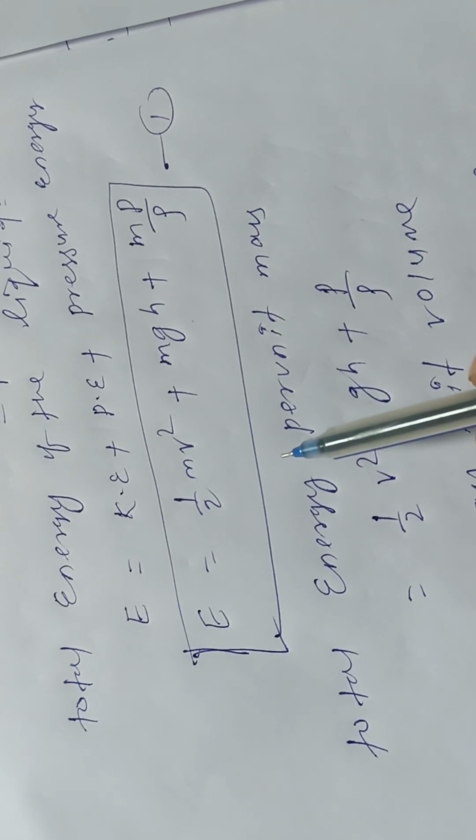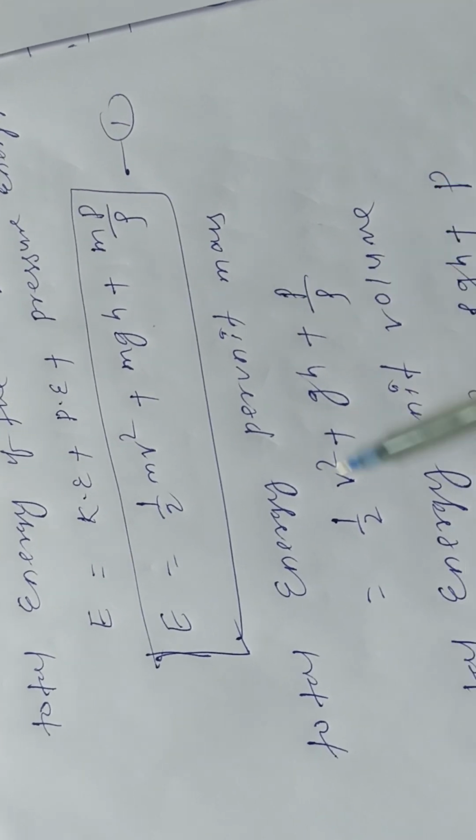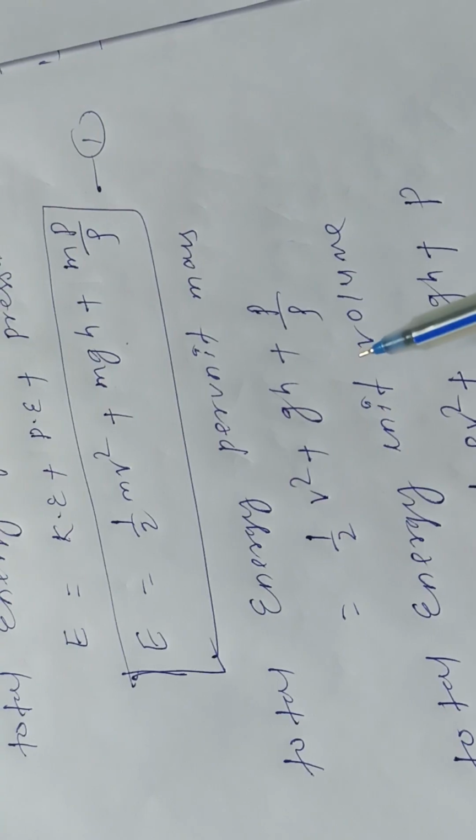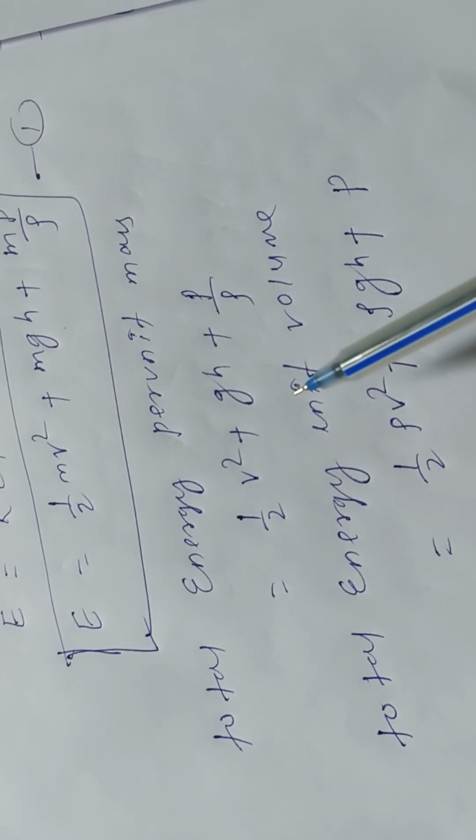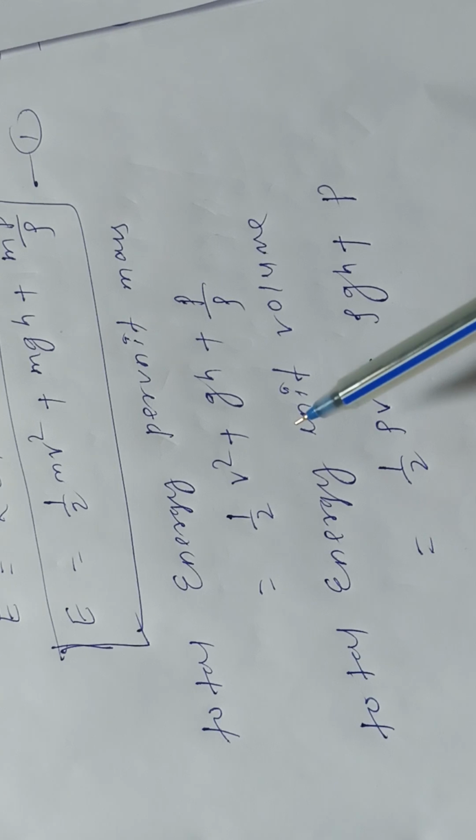So we know that the total energy of a liquid is the sum of kinetic energy, potential energy, and pressure energy. It is very useful.